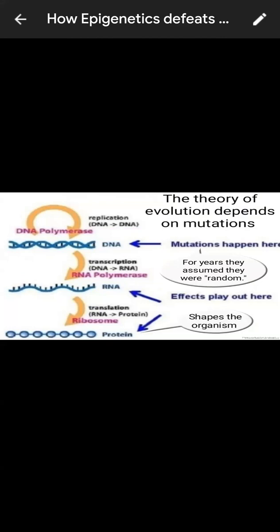On the top left, you see a gold arrow. This is when DNA is replicated. This is when most mutations occur. And for years, they thought this replication process produced random mutations. Once the DNA is replicated, it produces an RNA, which then produces a protein, and the protein shapes the organism.